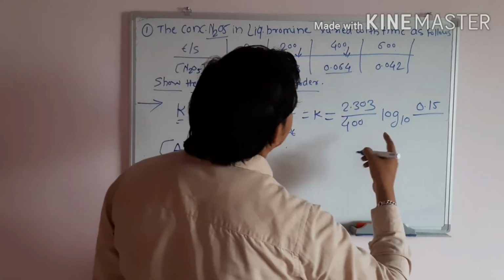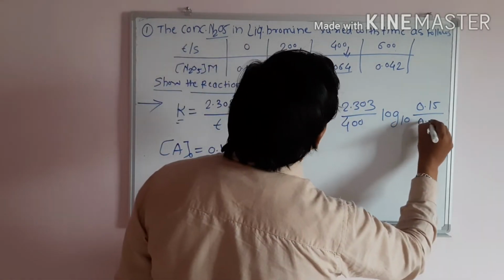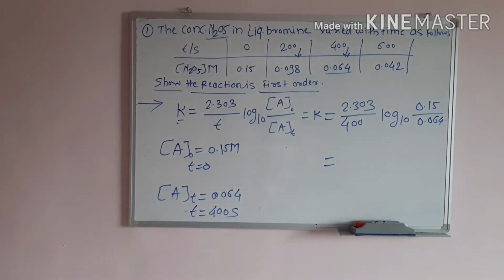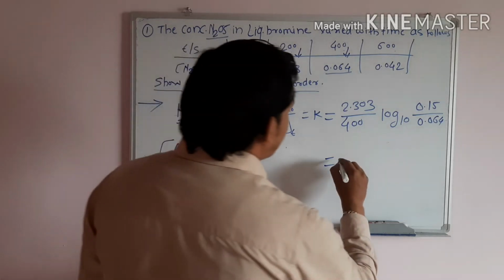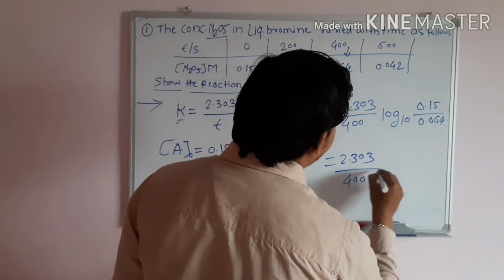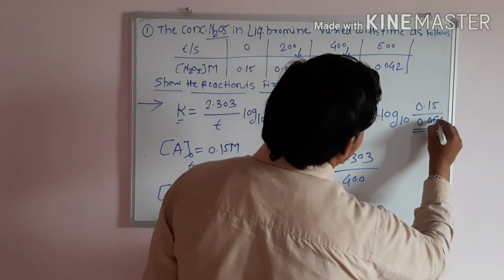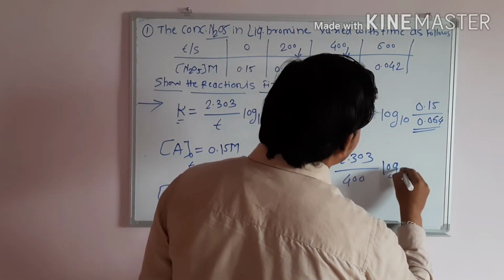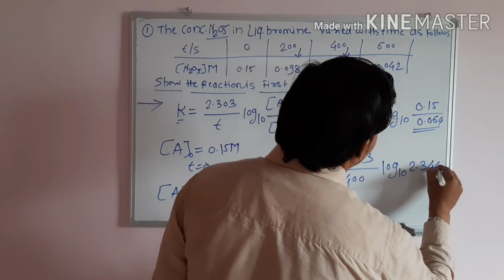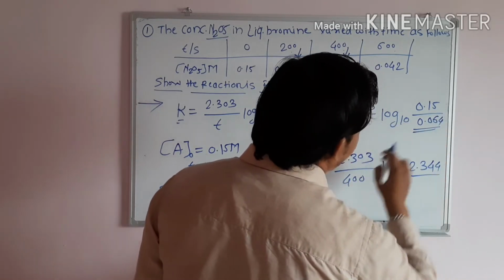the concentration at 400, 0.064 molar. Now we get the correct answer for the division, 2.344. 2.303 divided by 400. Firstly you have to do the division of this, log to the base 10 of 2.344, this much answer will come from the division.